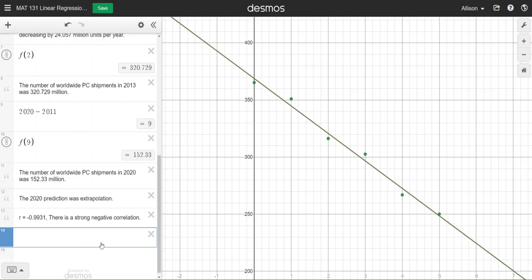Sometimes in the projects or in other questions, just not in this one in particular, we're asked to explain the meaning of the intercept, so the x-intercept or the y-intercept. So I'm going to do that here.